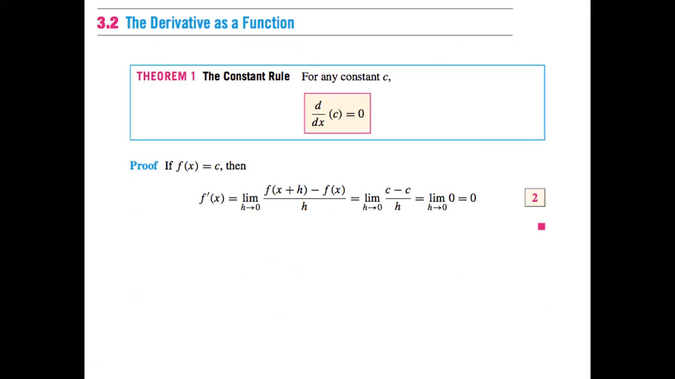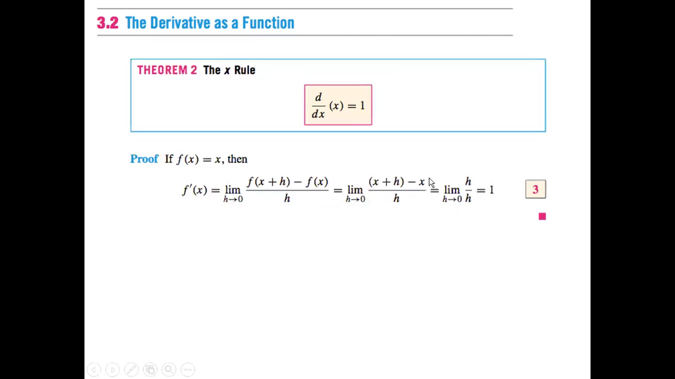So what's the constant rule? I mean, we're going to see a bunch of quote unquote rules, but it's just stuff that we've derived. We've derived this before. For any constant, the derivative is equal to 0. And that's what this is saying. They're just writing it in that Leibniz notation. You can see this proof there, but we did this proof in class last time.